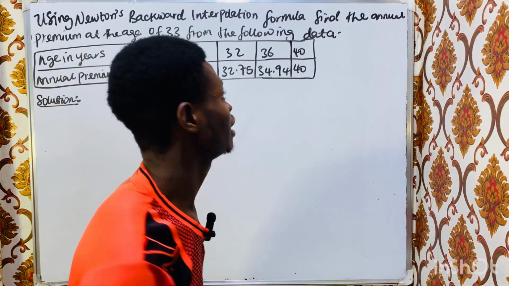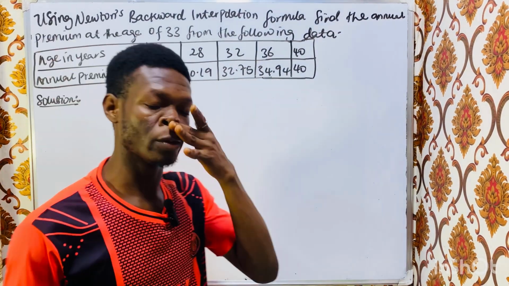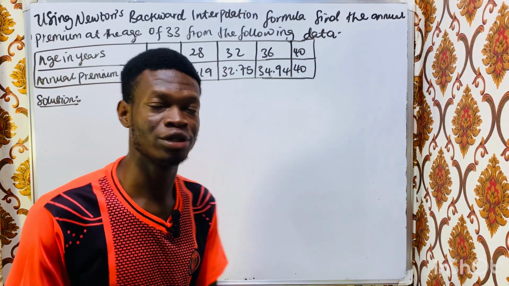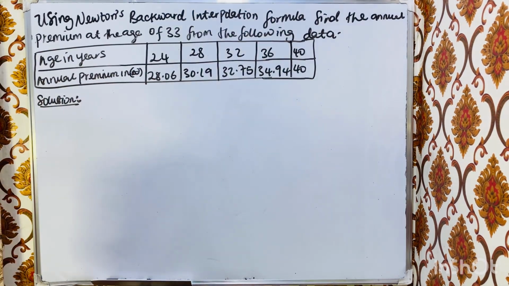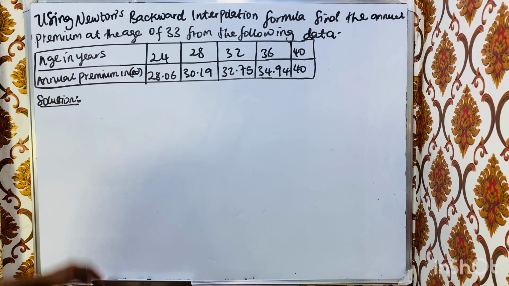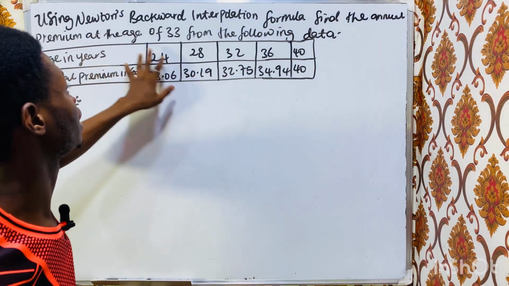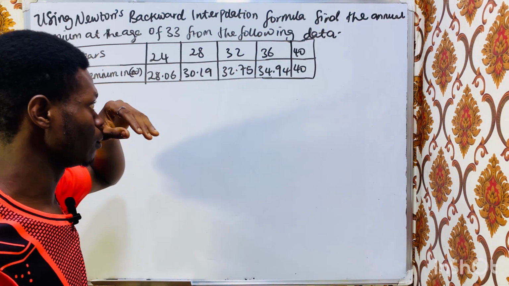Welcome back. We are now on Newton's backward interpolation. So we have solved the forward interpolation, and we are now on backward interpolation. They said, using Newton's backward interpolation formula, find the annual premium at the age of 33 from the following data.